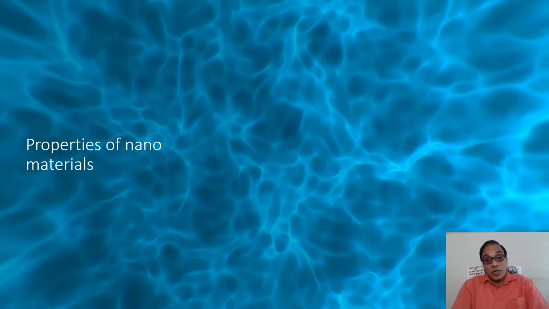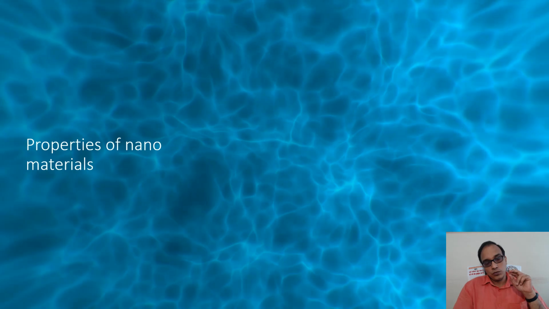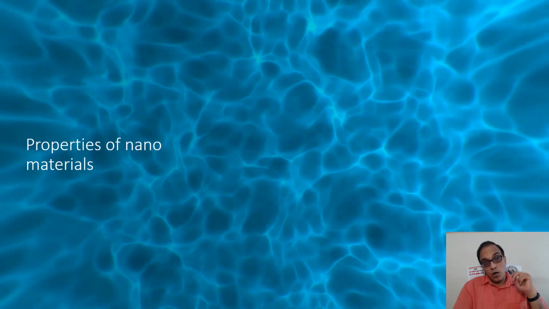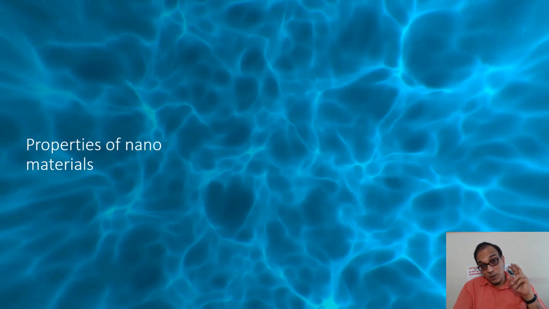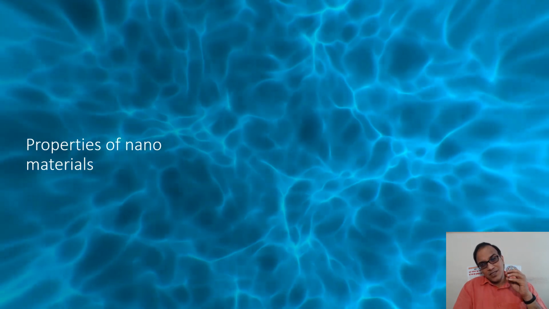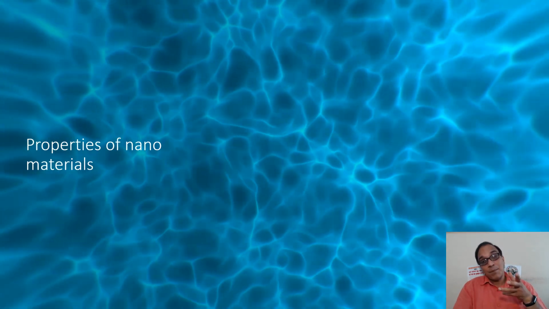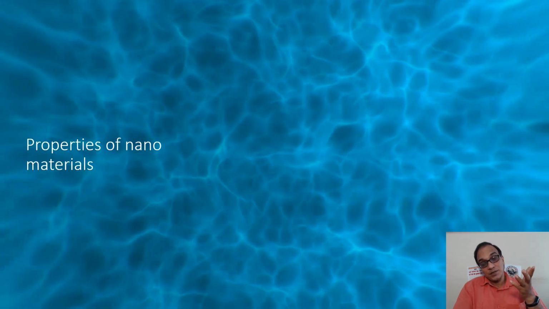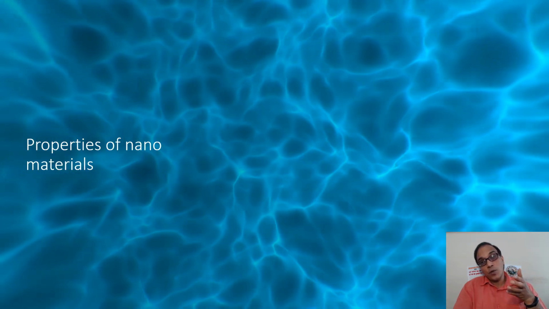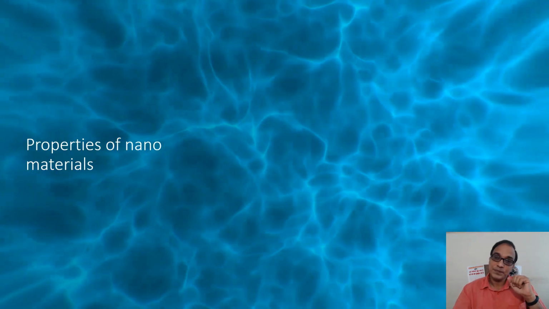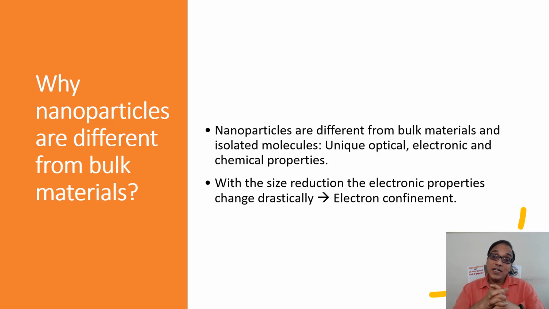Now let's discuss the properties of nanomaterials, because before going to address the preparation methods, we must know what the properties of nanomaterials are, because these are the properties which make them applicable for various industries, various applications. So we will have to understand what unique properties nanomaterials have. Why are nanoparticles different? First, let's understand that nanoparticles are different from bulk materials and isolated molecules in various properties, like having unique optical properties, electronic properties, chemical properties, and mechanical properties also.